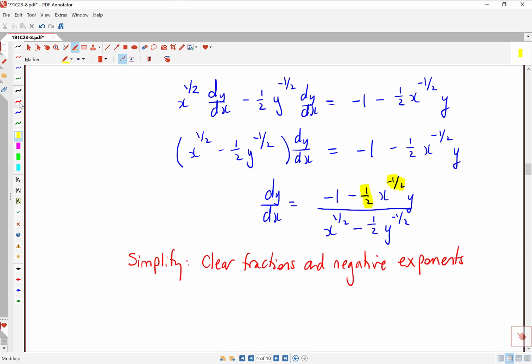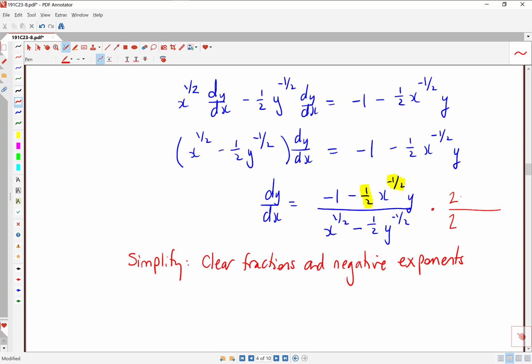So the way we're going to simplify, if we're asked to simplify, we can multiply top and bottom by anything we like, but if we wanted to get rid of the half that's sitting on top and on the bottom, we could multiply by 2 over 2. See, that would clear all those fractions.